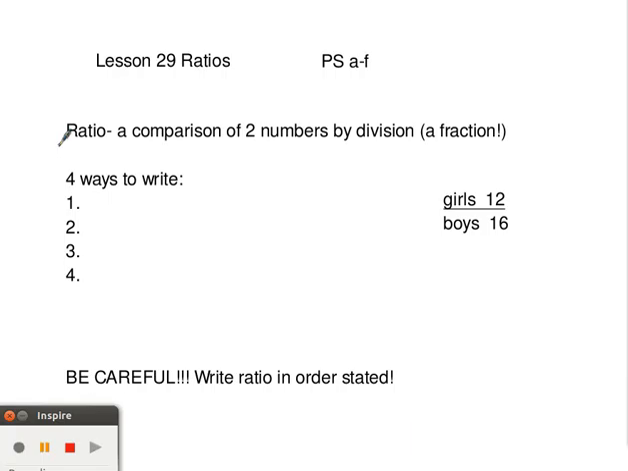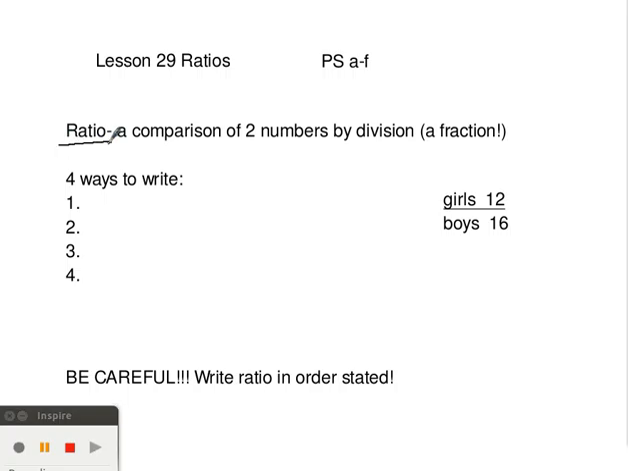Today we are working on lesson 29, which is ratios. First thing you want to do is copy down a definition of a ratio. A ratio is a comparison of two numbers by division. It looks just like a fraction to you. And there are 4 ways to write ratios.